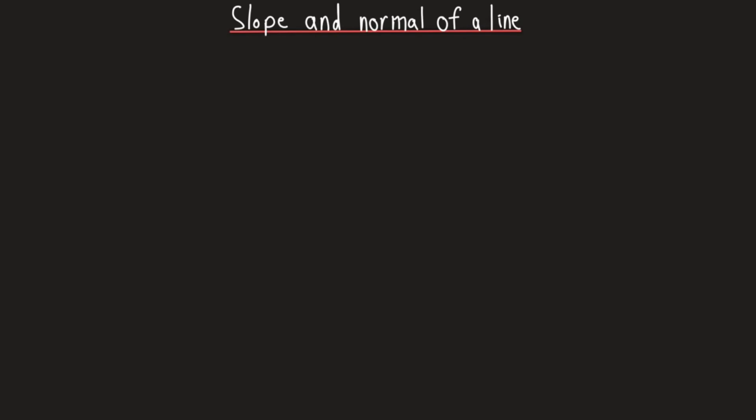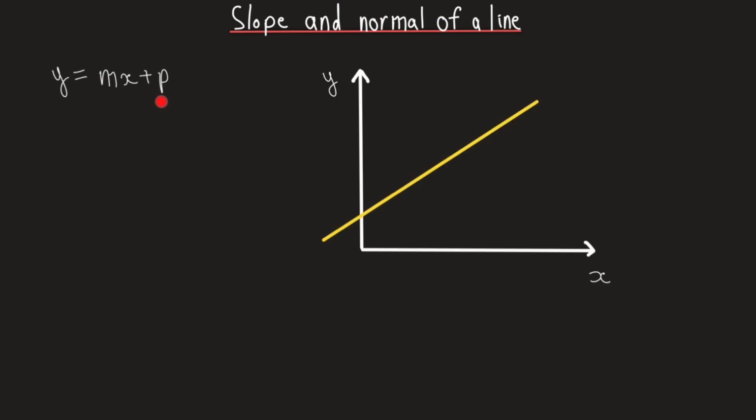When we are first introduced to the concept of lines, we are taught that the equation of a line is given by y equals mx plus p. And here, p represents the y-intercept. Recall that the y-intercept is the y value for which x equals 0. And x equals 0 over here, and therefore the y value on the line is p.